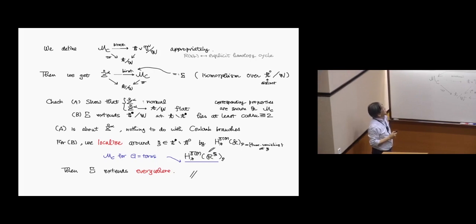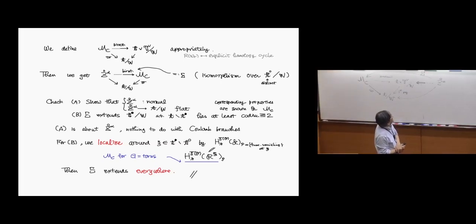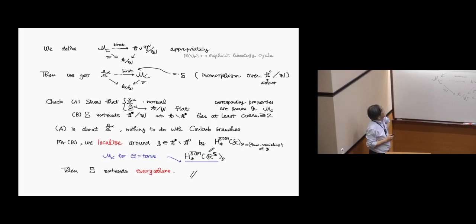So this is A. And A is just about this variety, the moduli space of based maps. It's nothing to do with the Coulomb branch. It's purely a problem about this moduli space of based maps. And in fact, these properties are already known in the literature. Finkelberg, Markovic and others studied this kind of thing.